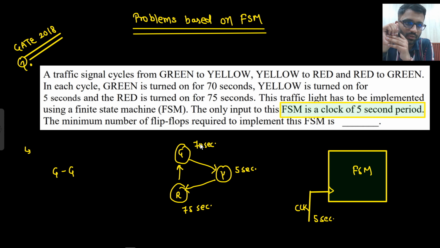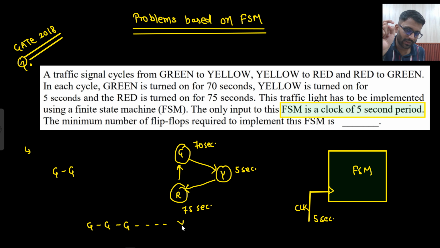Say yes or no? In the first clock cycle, there should be green light. Then again there should be green light. Then again there should be green light. In that manner the green light should go. After some cycles, when 70 seconds have been completed, after that the yellow light should turn on. Yellow light is turning on for only one clock cycle.